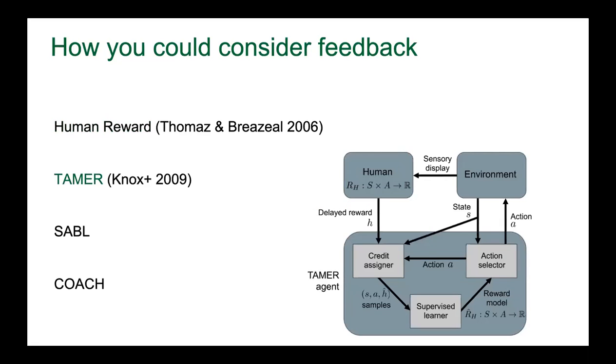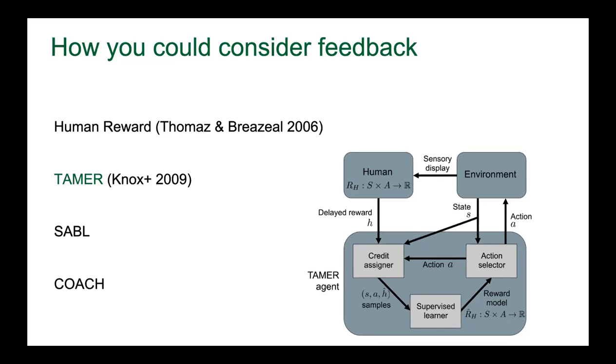Then, a few years later, Brad, Peter, and some others came up with Tamer. And this is kind of a complicated diagram, but the important thing here is the human gives some feedback, and then Tamer tries to learn what actions should I take in order to get feedback from the human. Now, one subtlety here is in Tamer, they're treating the feedback from the human as a return. So the return is the discounted sum of rewards from now until infinity.